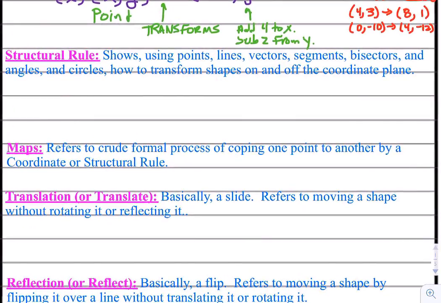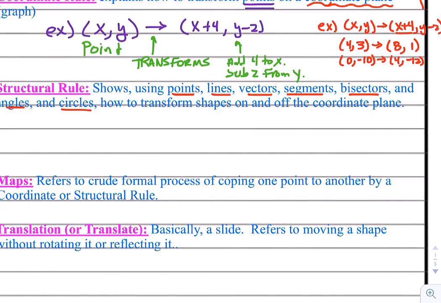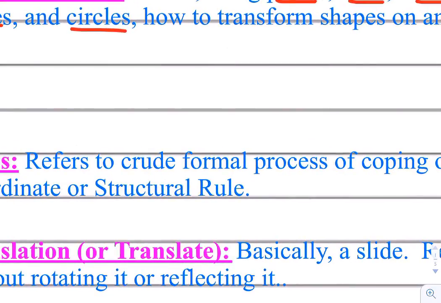Structural rules are a little bit different. It's going to use a bunch of different things. It shows you, using points, lines, vectors, segments, bisectors, angles, circles, a whole bunch of stuff, how to transform shapes on and off the grid. So it's not going to be like a rule with X and Y's. This is going to be more like connecting the dots.